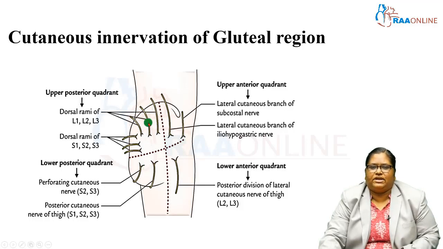The upper posterior quadrant is innervated by the dorsal rami of L1, L2 and L3 and the dorsal rami of S1, S2 and S3. And the lower posterior quadrant by the posterior cutaneous nerve of the thigh. So this is the cutaneous innervation of the gluteal region.